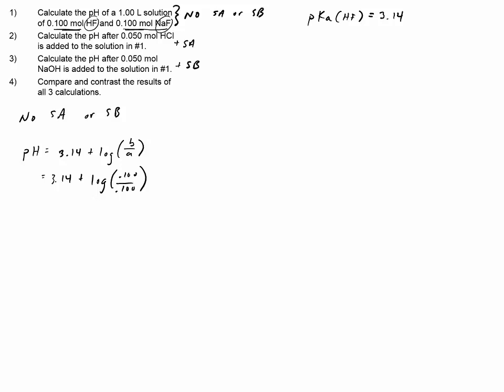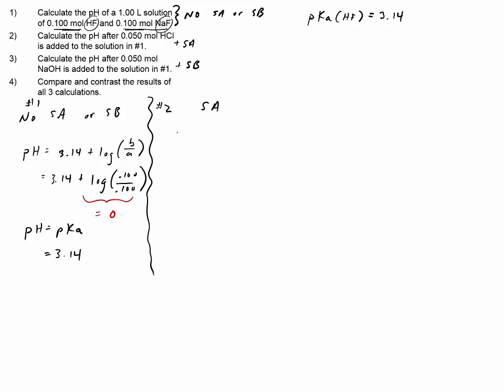So the log of this is the log of 1, and the log of 1 is 0. So an interesting thing happens when you have the two conjugates in equal concentration. pH actually equals pKa, which equals 3.14. So pH is 3.14. This is before anything was added. This is number one. Number two is we're going to add some strong acid.